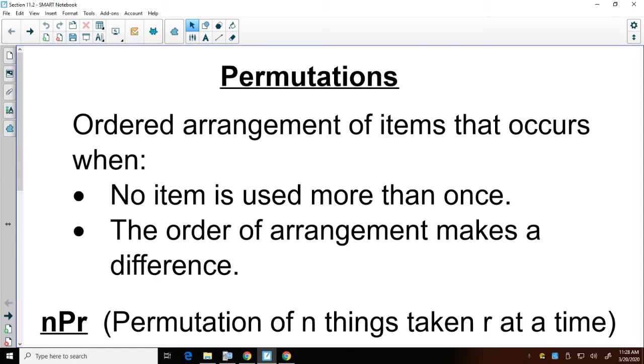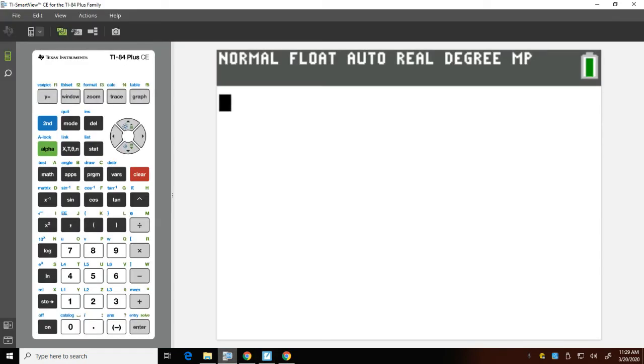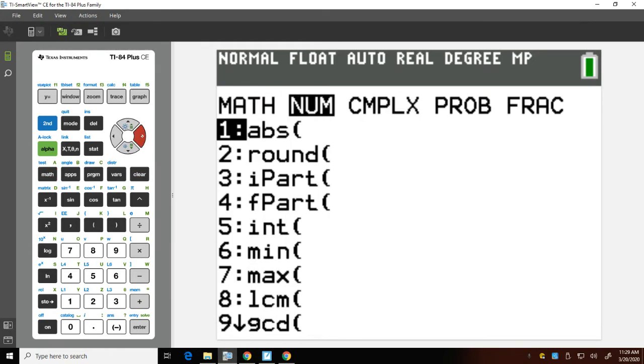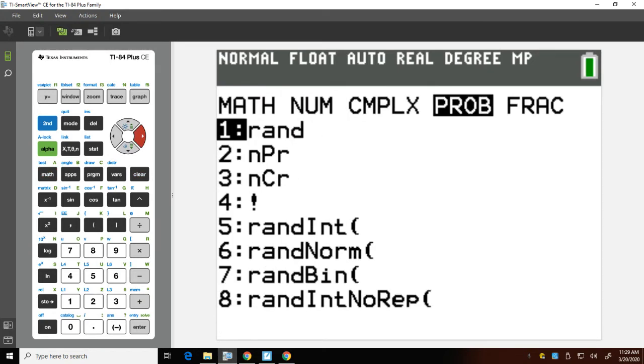Right down below here, you see the nPr that I talked about in 11.1. In our calculator, because we're going to let the calculator do the work for us, go to math, scroll all the way over to prob, and it's right there. It's number 2, nPr. We're going to use that a lot.